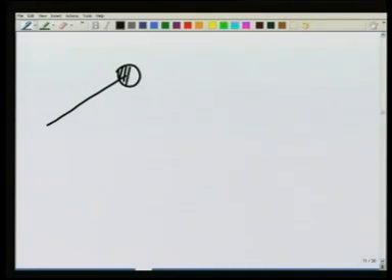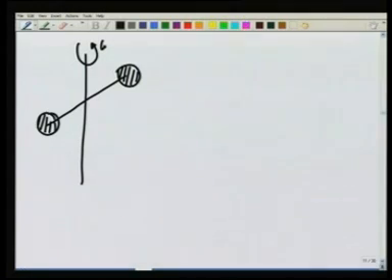Let me now go to the general case and ask what happens if the angular velocity of a rigid body rotating also changes. For this, we again go back to our old friend, a rod with two masses on its side rotating about an axis at an angle theta.